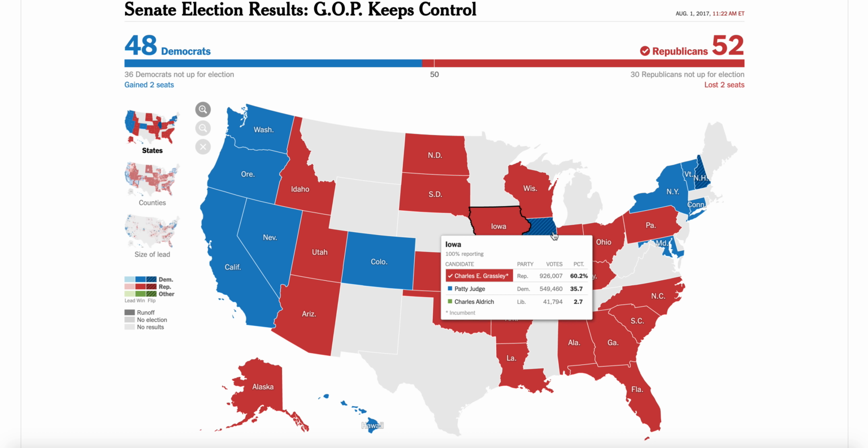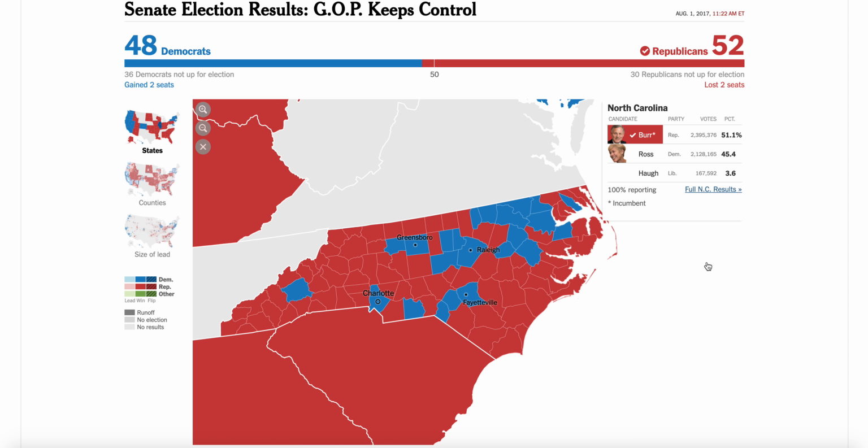And then let's go ahead and move down to the South. North Carolina, another state that you could probably pick up on as a swing state based off the 2016 results. Looking at Richard Burr's result, he received 51.1% of the vote. Now, Deborah Ross received 45.4%. So this is a margin of nearly 6 points. So there was a lot of crossover support in the state of North Carolina.